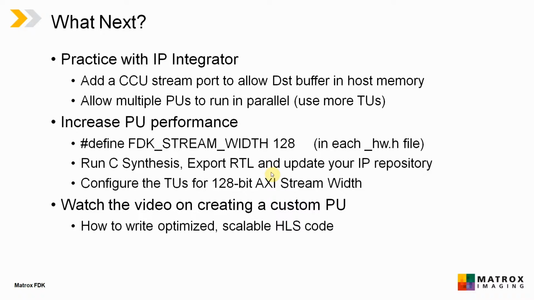You could also redesign the firmware to allow multiple PUs to run in parallel. If you change FDK stream width to 128 in each PU's hardware.h file, you can generate PUs that use wider streams and process more pixels in parallel. For more information on how to write your own optimized HLSC code, see the video on creating a custom PU.